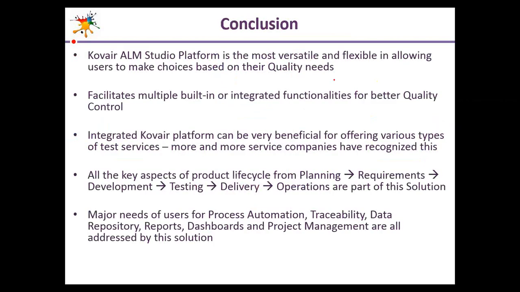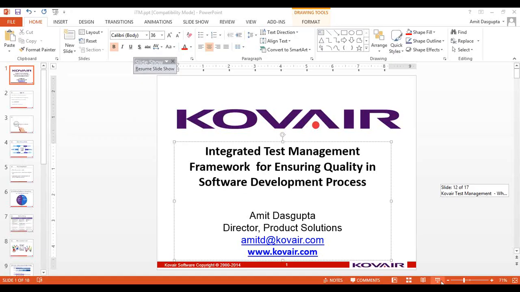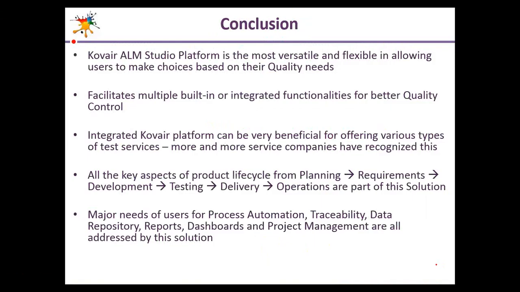So then coming to the conclusion side. All that we discussed, let me just summarize what Kovair is all about. The Kovair ALM Studio platform is the most versatile and flexible in allowing users to make choices based on their quality needs. They can select their tools, they can select their environment, and then maintain the quality of the software right from the beginning till the end. It facilitates multiple built-in or integrated functionalities for better quality control.